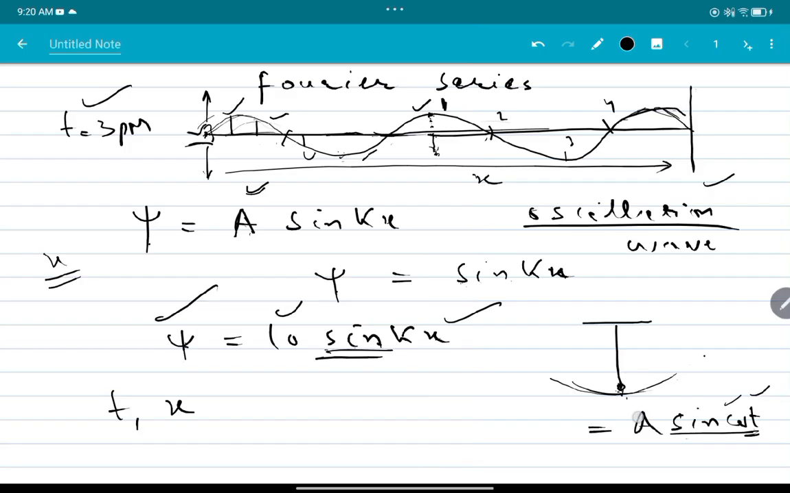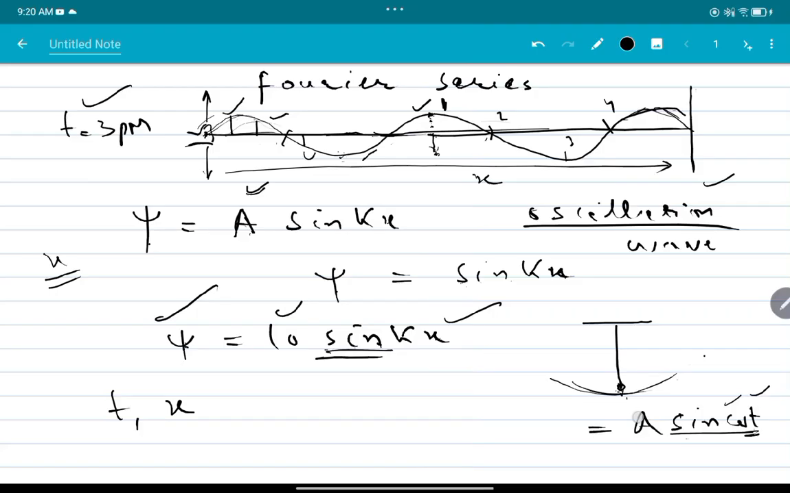If you have a single sinusoidal variation, it is not a wave, it is an oscillation. A wave is characterized by this: a wave is basically a dance of space and time. You have two variations bound together, one with time, one with space.